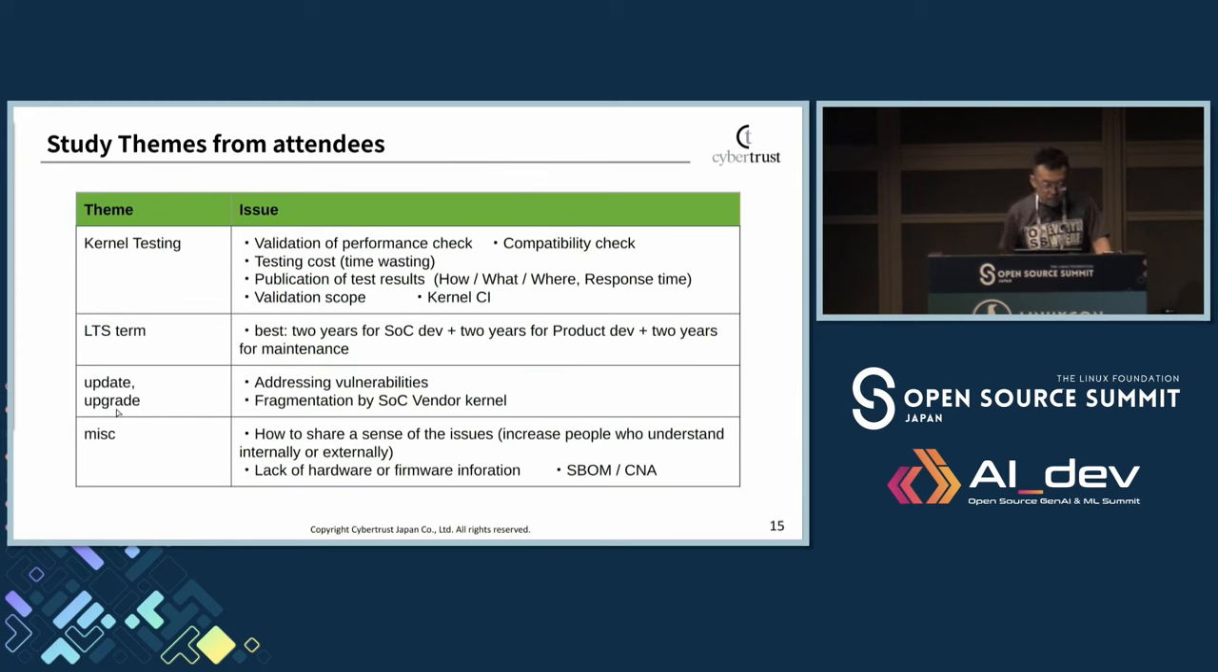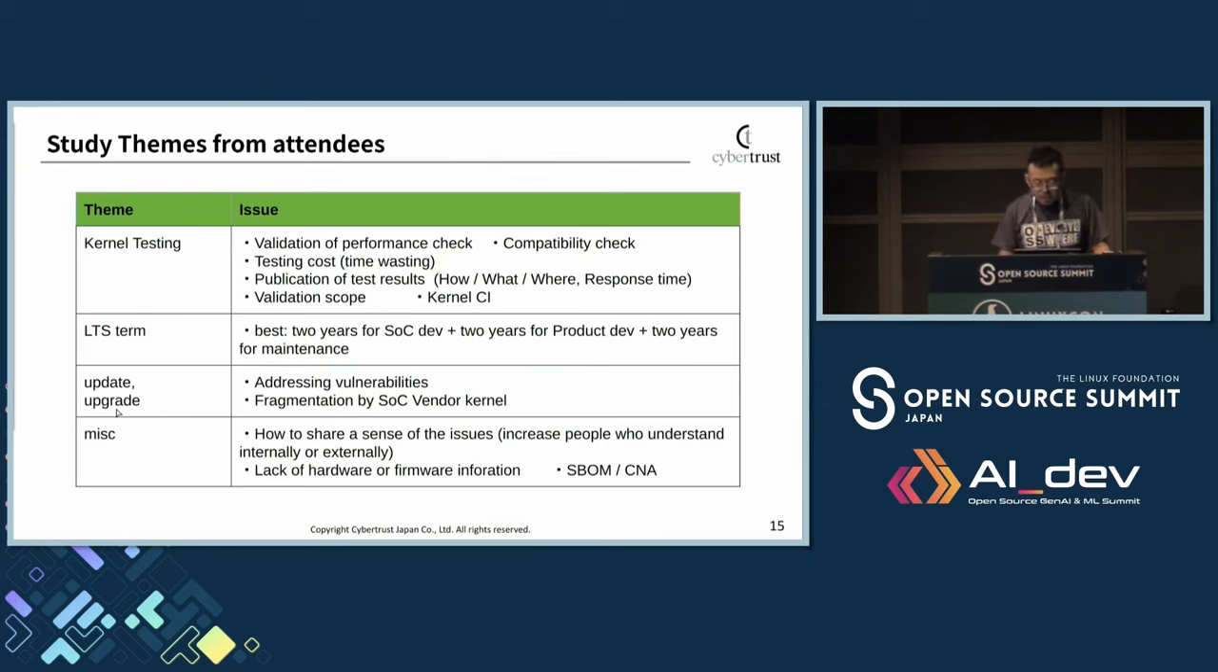One theme is kernel testing. Validation and performance check means making sure the system or product works well and meets the requirement standards. It is important to check if it performs as expected. Next is compatibility check. It's a test to see if different kernel versions work the same on their product without problems.